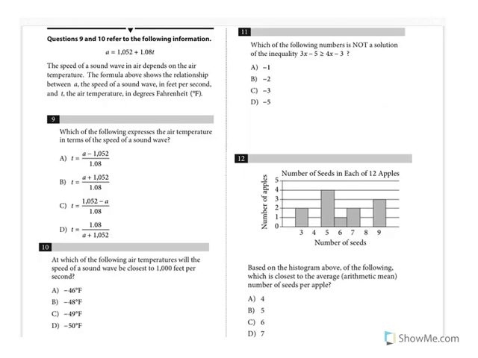The speed of a sound wave in air depends on the air temperature. The formula above shows the relationship between A, the speed of a sound wave in feet per second, and T, the air temperature in degrees Fahrenheit. Which of the following expresses the air temperature in terms of the speed of a sound wave? So we've run into this a few times where we have a formula or an equation that we have to rearrange and solve for a different variable. So we're talking about a literal equation, meaning solving for that T, we're going to have to subtract that 1,052 from each side. That rules out B, and then we're going to end up dividing by that 1.08. So we have answer choice A.